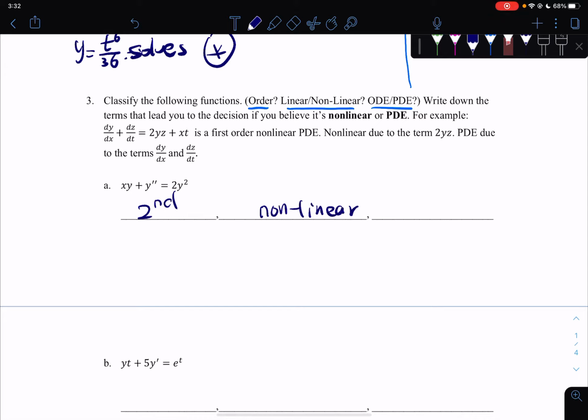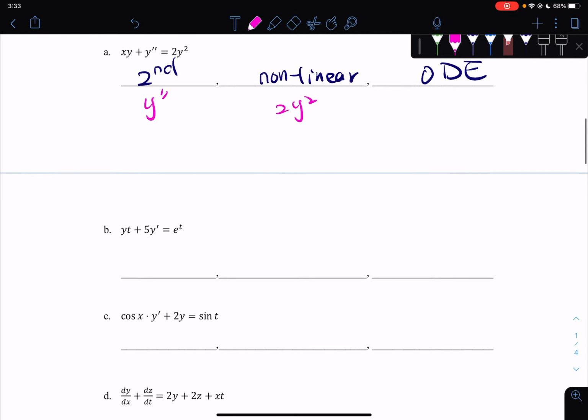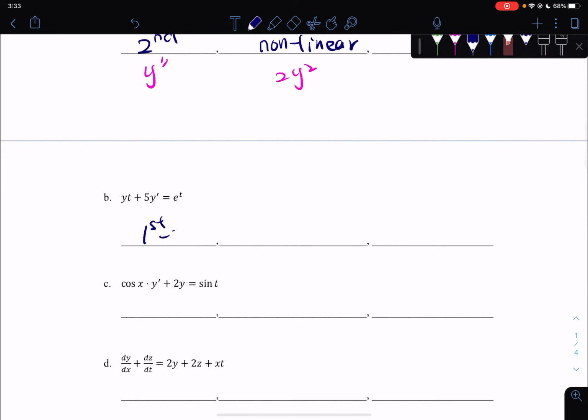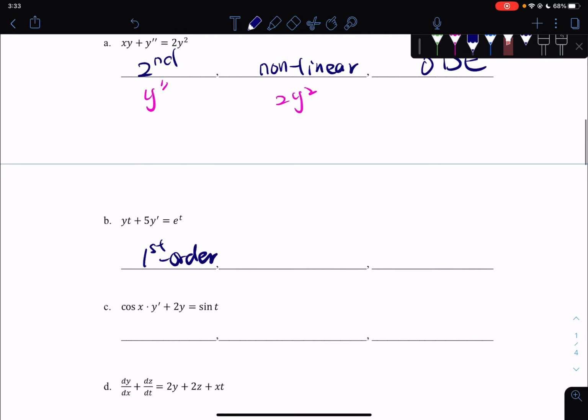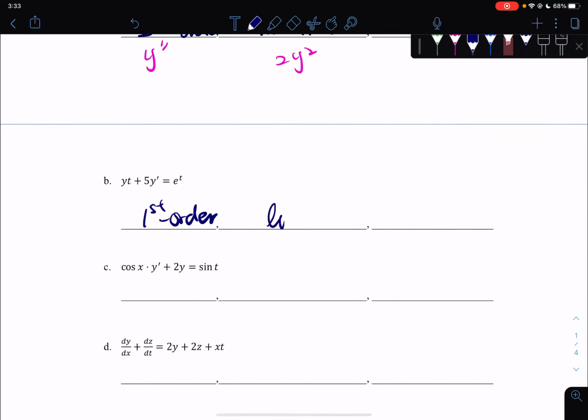And it is an ordinary differential equation. I call it second order because of the term y double prime. I call it nonlinear because of the term 2y squared. The next thing we have is clearly first order. I should have said the order. And then it is linear, and it is an ordinary differential equation.